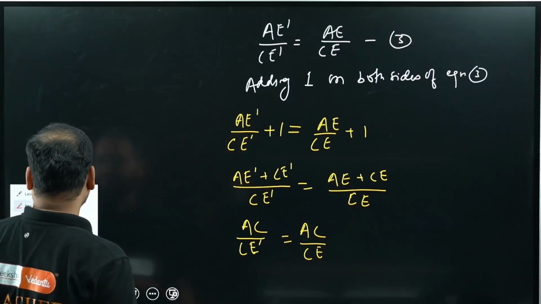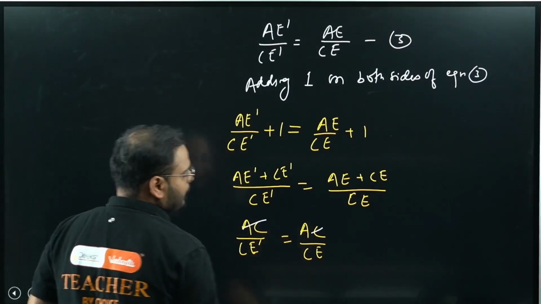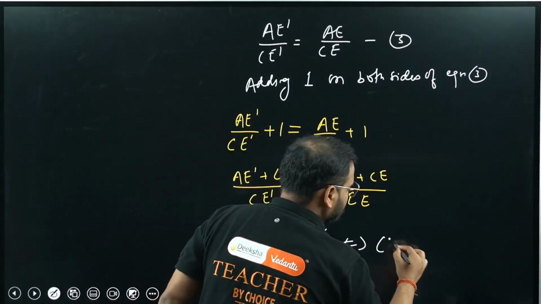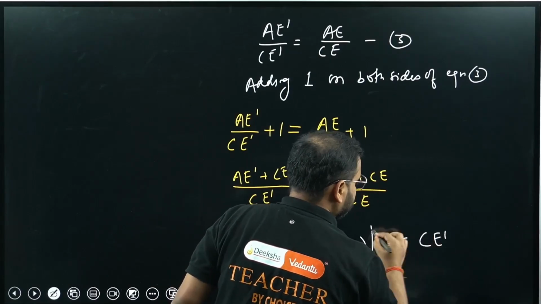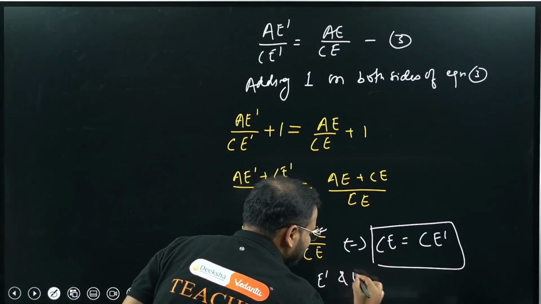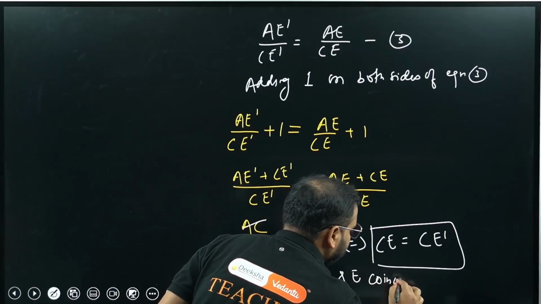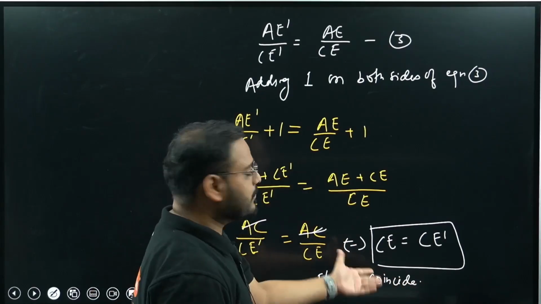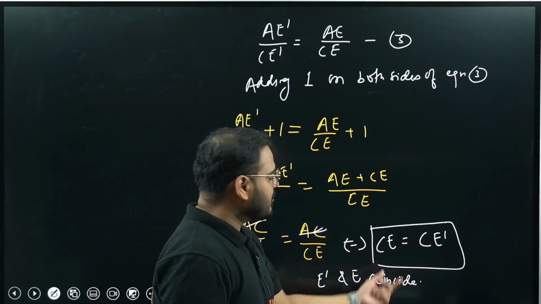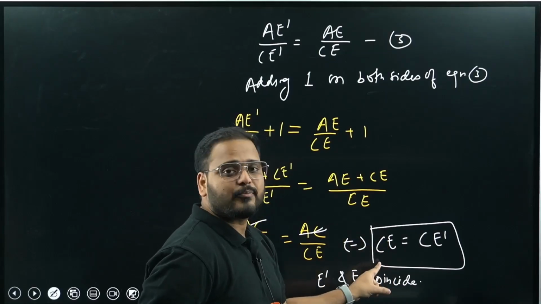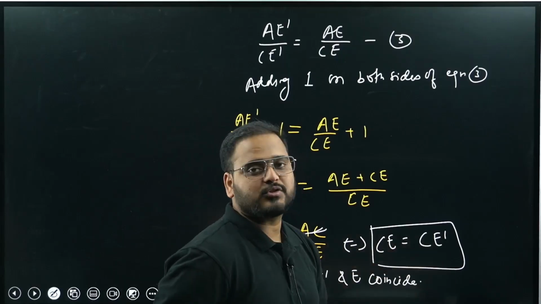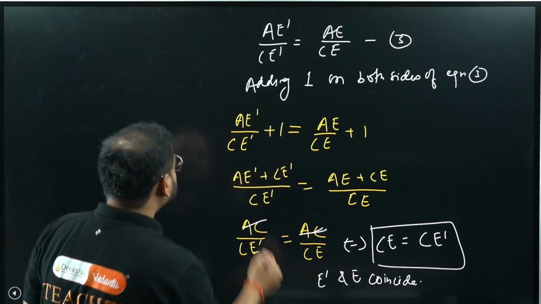For that reason, I can simply cancel AC and AC. From here I'm getting CE equals CE dash. This can happen only when E dash and E coincide. How can two different lengths be equal? If the starting point is the same, the end point also has to be the same. The initial point of line segment CE is C, and the initial point of CE dash is again C. How can the two lines be different? Only if the end point is also the same. That's why E dash and E coincide.